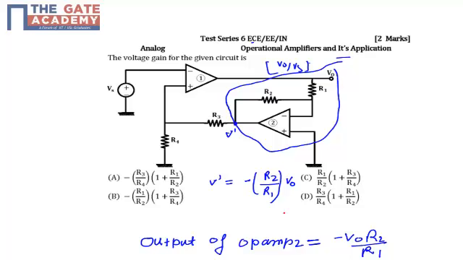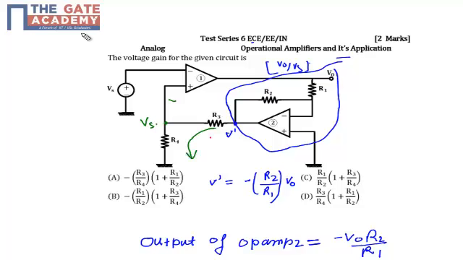Now, apply the virtual ground property in op amp 1. By the virtual ground property, the voltage at the inverting terminal is equal to the voltage at the non-inverting terminal. In op amp 1, the voltage at the inverting terminal is Vs, so the voltage at the non-inverting terminal must be Vs. We already know V dash, and we know that the input current of the op amp is 0. Okay, so this is a series network, so I can apply the voltage divider here.